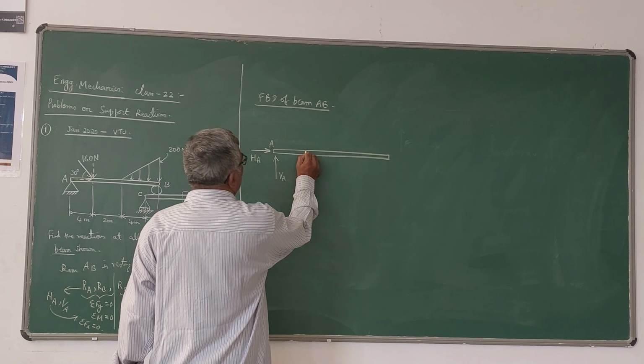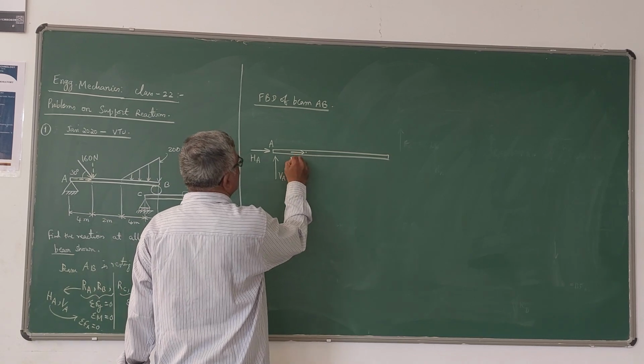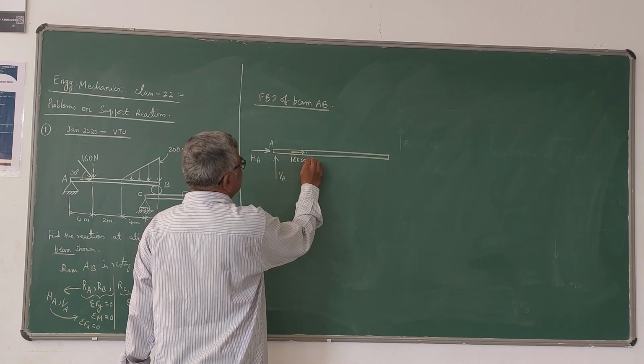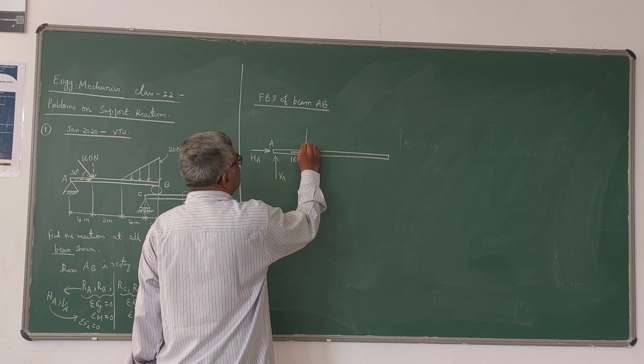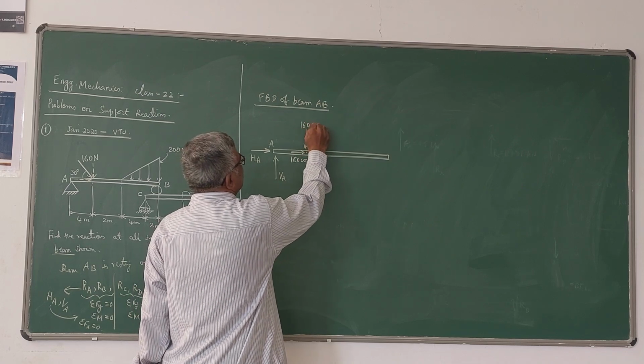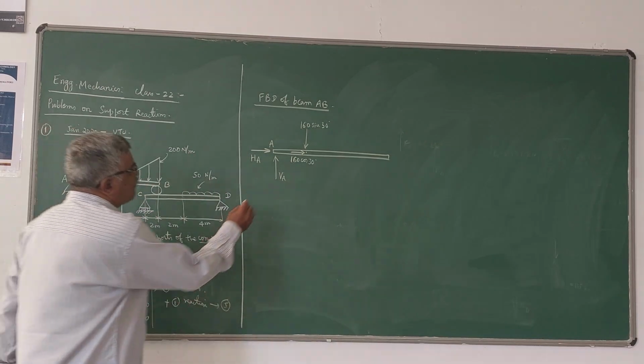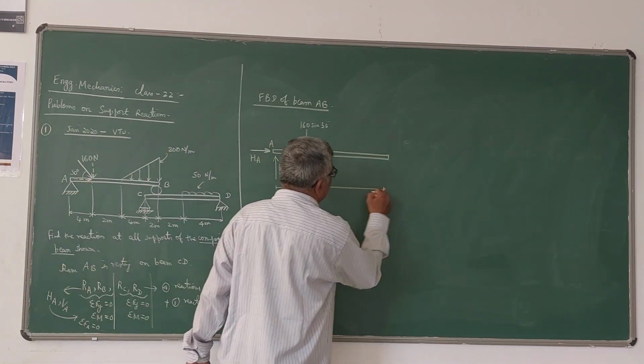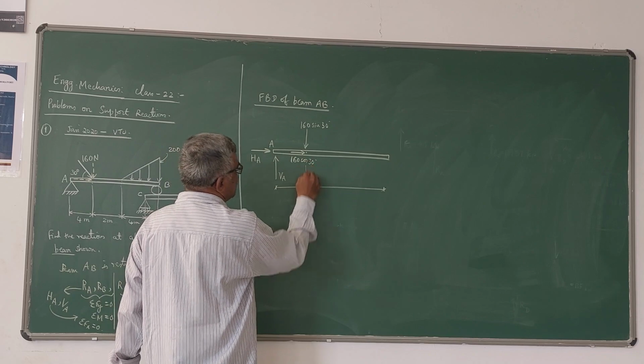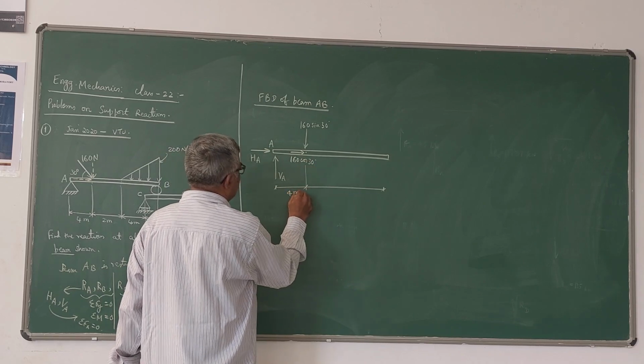The horizontal component of the force will be like this, which is 160 cos 30. You know how to resolve. So this becomes 160 sin 30. That is at a distance of 4 meters. Distances are also very important, so this is acting at a distance of 4 meters.